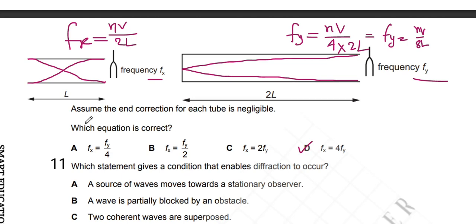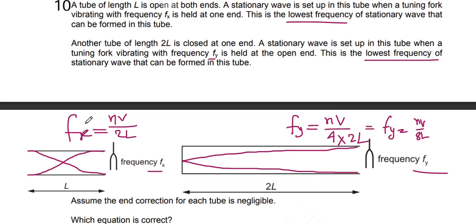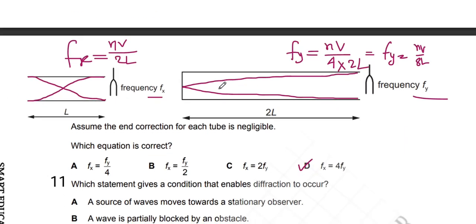In this next question, we are comparing two types of tubes. One of the tubes is open at both ends and the other tube is closed at one end and open at the other end. They have different lengths. One is L and the other one is 2L. And therefore they produce two different frequencies. One is Fx and the other one is Fy. Both of them are at the lowest fundamental frequency, so we will consider n value to be 1, and the speed of sound is what we know.